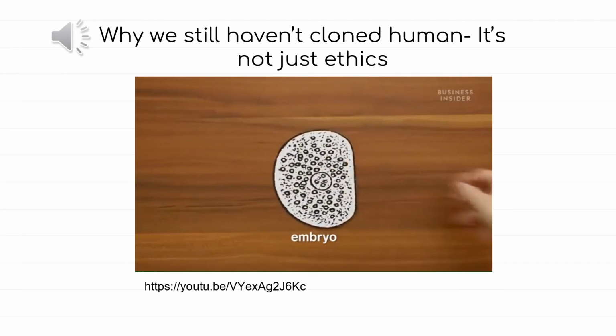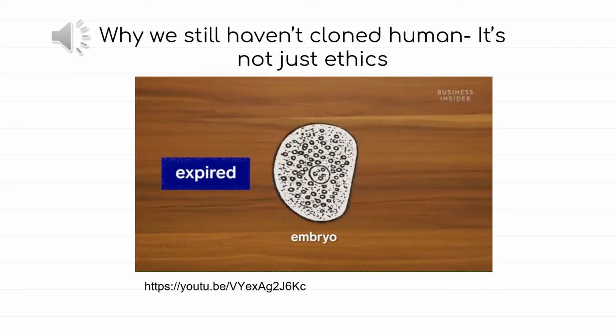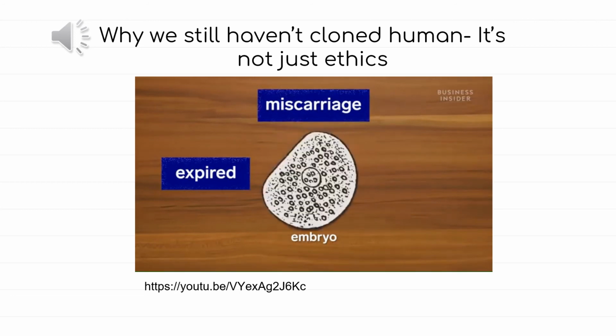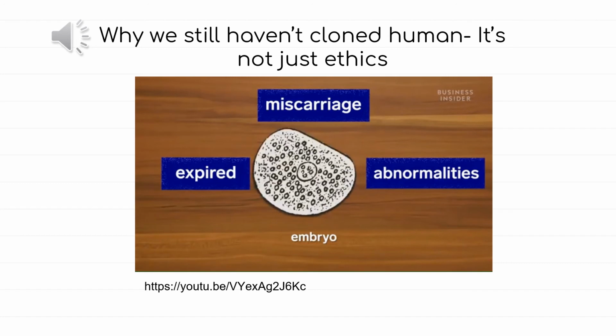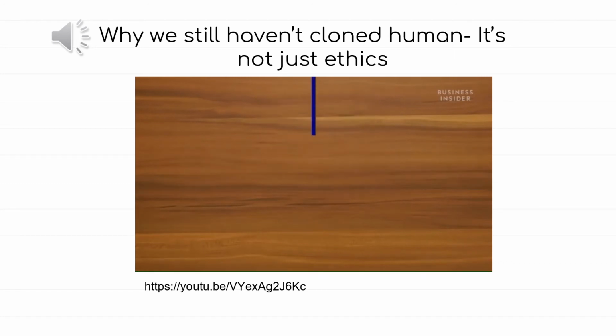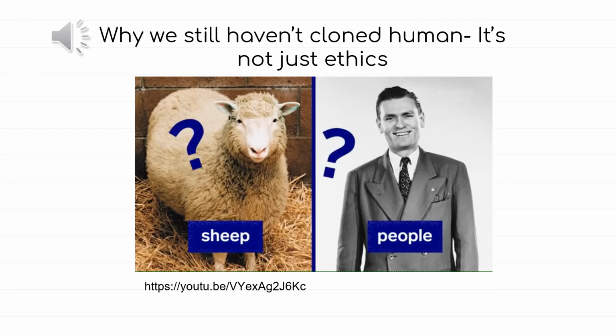Across the board, scientists have found that some embryos expire before they're implanted. Others result in miscarriages. And those that make it to term often die soon after birth or end up with severe abnormalities. Simply, these are risks that are easier to take when it comes to experimenting with sheep than with people. But arguably the biggest reason we haven't cloned a human being? There's not a good enough reason to.